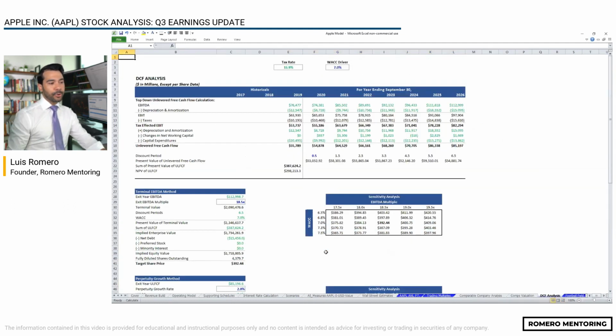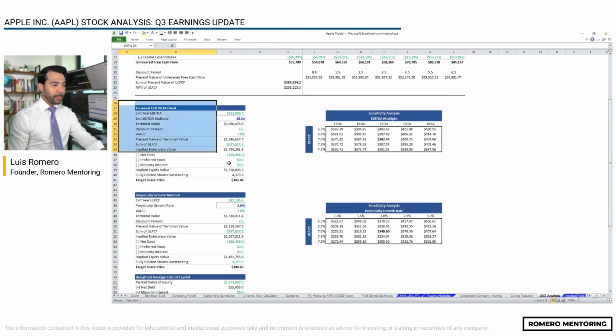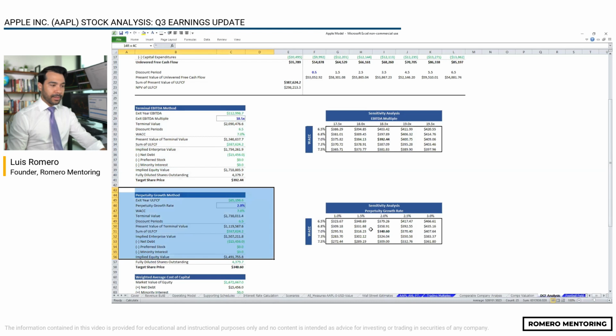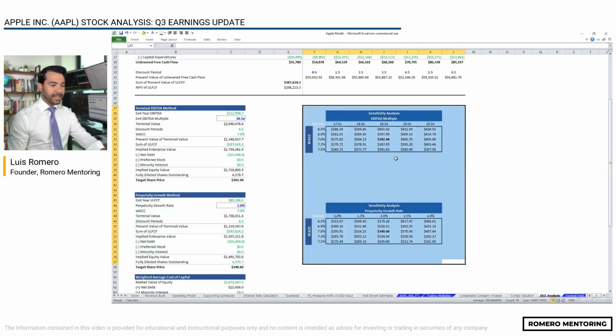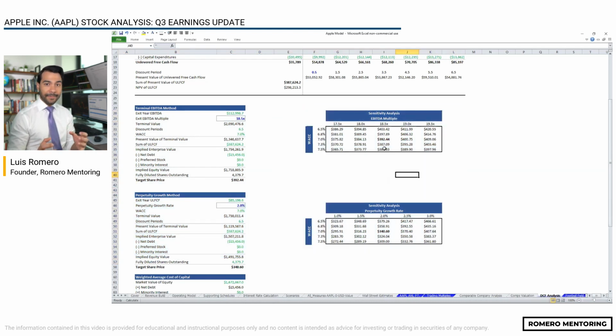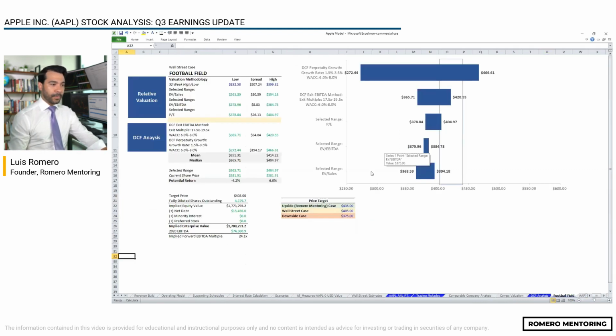So in this tab, we're showing you a discounted cash flow analysis. We're applying two methodologies, terminal EBITDA and perpetuity method. And right here, this sensitivity analysis table is just giving us different ranges. But I want to pay our attention here to our football field. This is what I discussed earlier, our blended approach of taking all the valuation methodologies and then coming up with a reasonable range. This is what you're seeing right here.